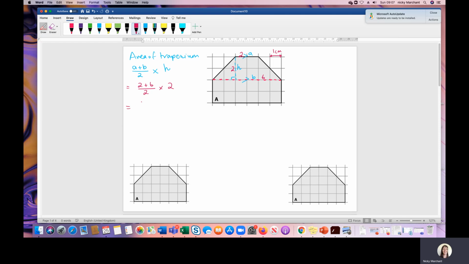So we've got 2 plus 6 is 8. I'm writing every single bit out in case I go wrong in my head or forget something. The marker can never check your head for working out. So 4 times 2. The final answer for that trapezium is 8, and it's centimeters squared because we're doing the area. It's about coverage.